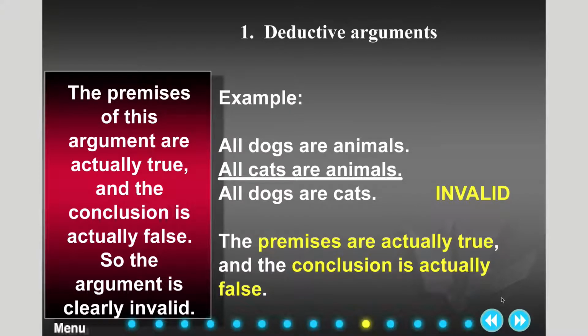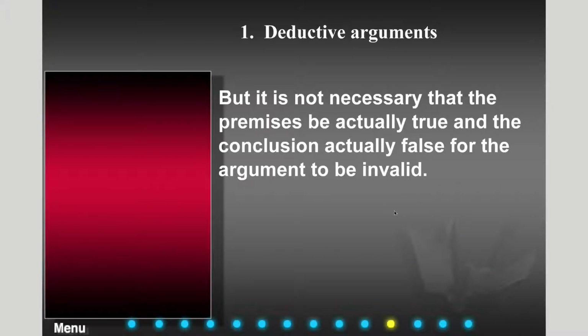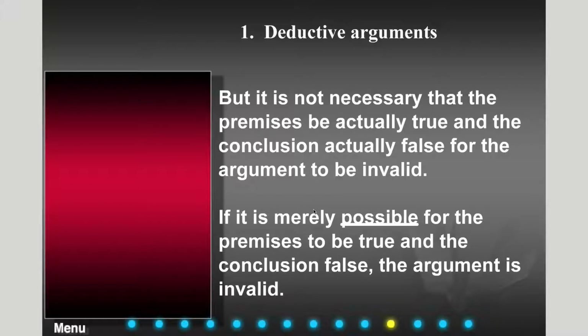So in deductive arguments, if you get a true premise, you can even have 15 premises that are all true, but if they lead to a false conclusion, then it is invalid. If they do not necessarily lead to a true conclusion, then they are invalid. It's not necessary that the premises be actually true and the conclusion actually false for the argument to be invalid. If it is merely possible for the premises to be true and for the conclusion to be false, the argument is invalid.